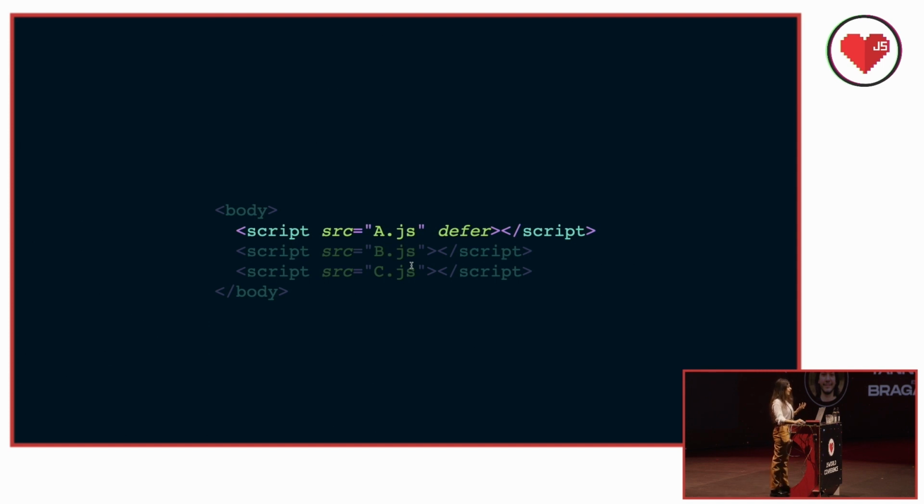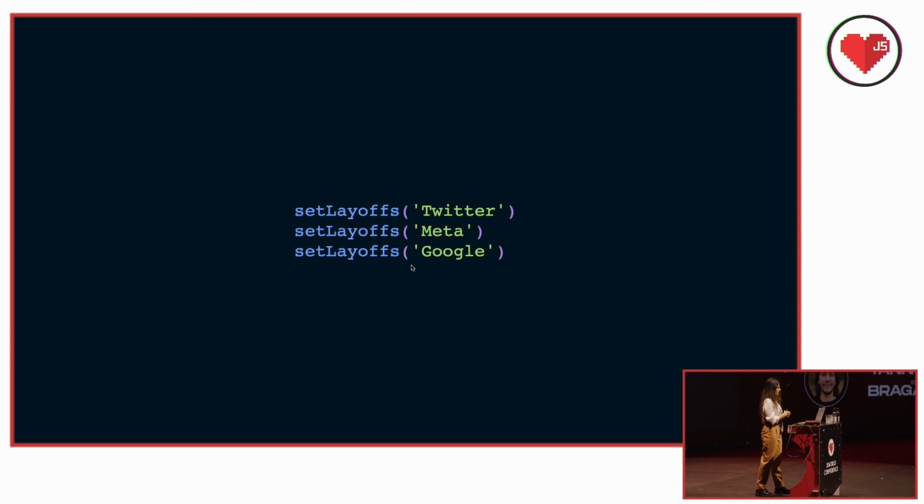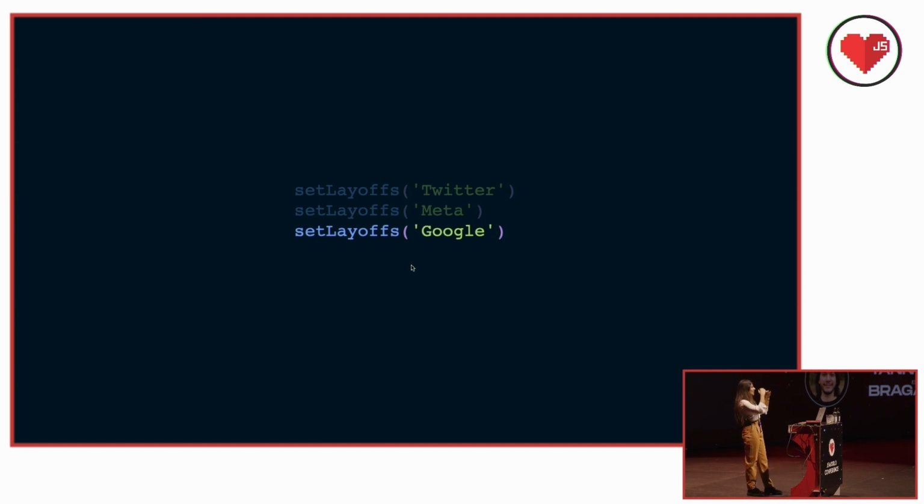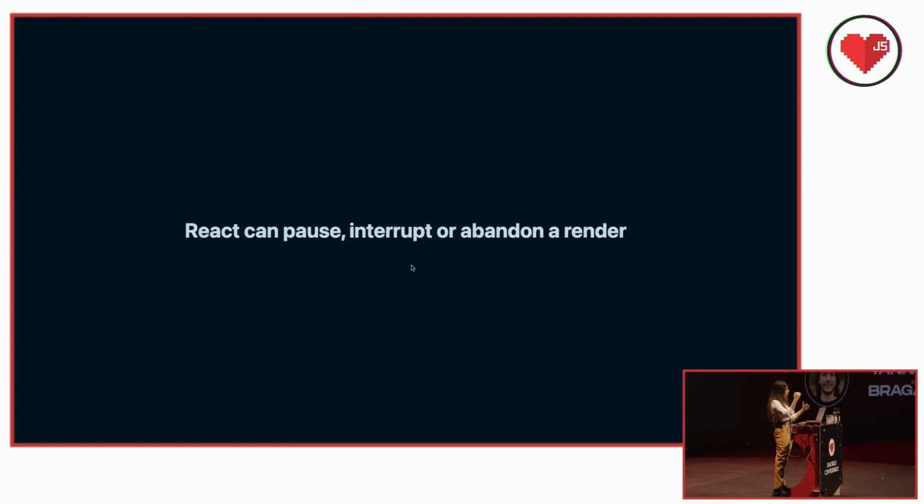And this is exactly what concurrency in React is. Just that instead of script tags, you have some state updates. Before React 18, all the state updates used to happen in the order in which they were written. So first, Twitter will do the layoffs, then Meta will do the layoffs, and finally, Google will do the layoffs, which I had no idea when I was writing this slide. So all the state updates were synchronous. But now, React can pause, interrupt, and abandon a render.